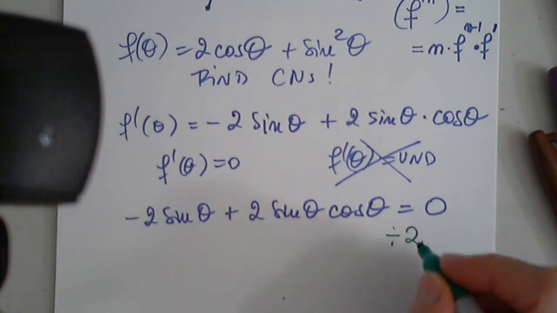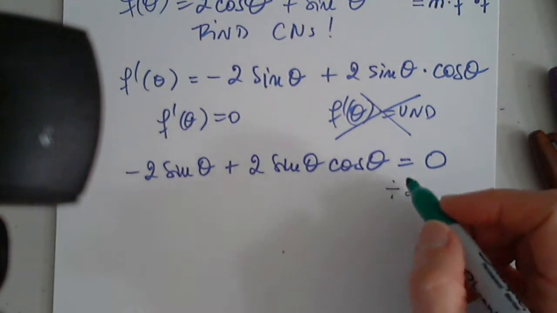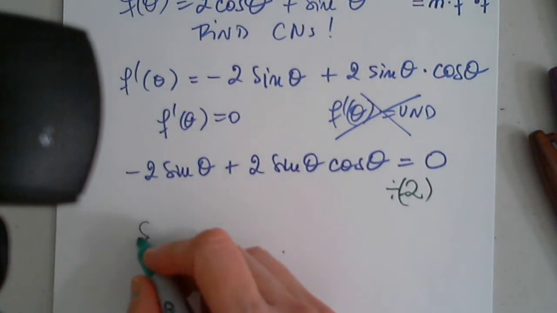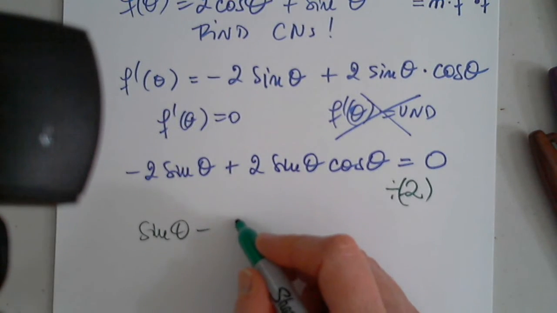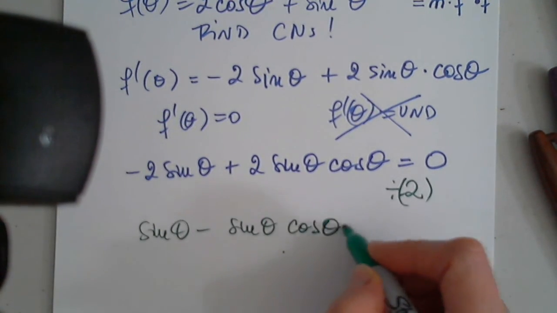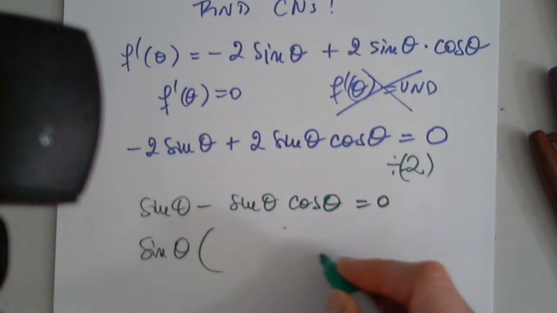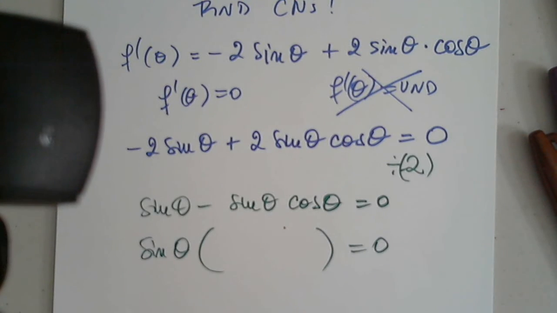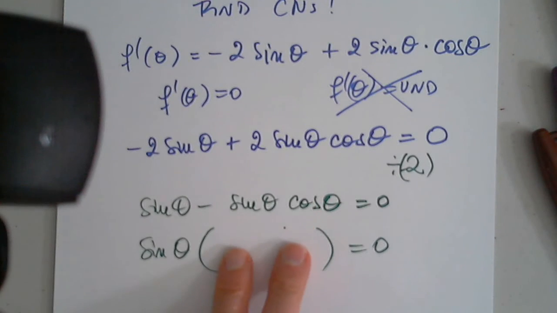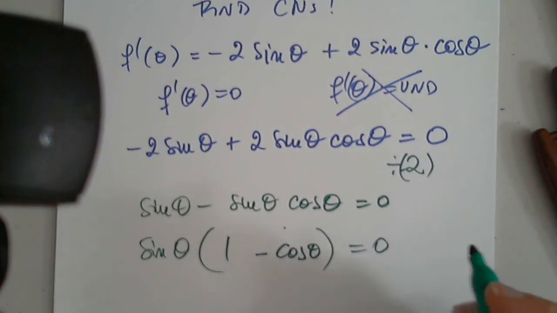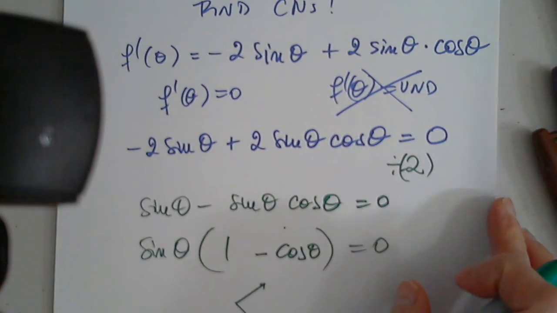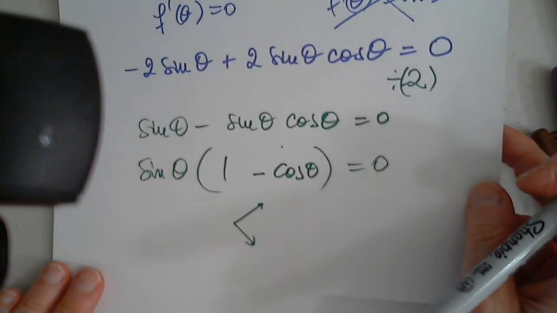I will divide both sides by 2, actually by -2, and get sine theta minus sine theta cosine theta equals 0. And now I will factor out sine theta, and what is left in parentheses? Remember, I start with 2 terms. I have to have 2 terms with minus in between. So 1 minus cosine. Very good. So now there are 2 possibilities. Can anyone give us those 2 possibilities?